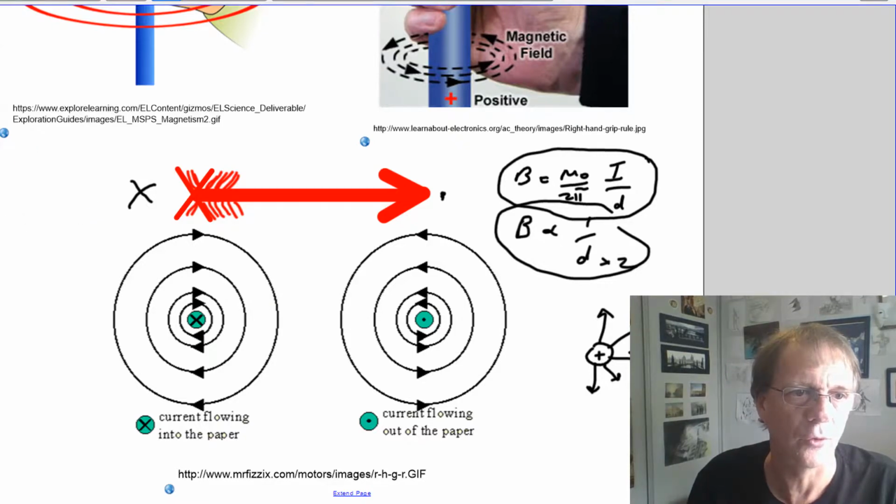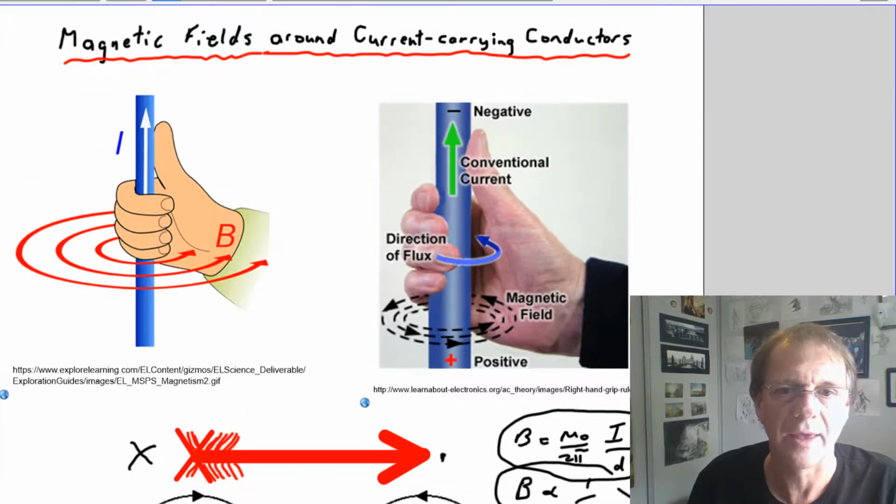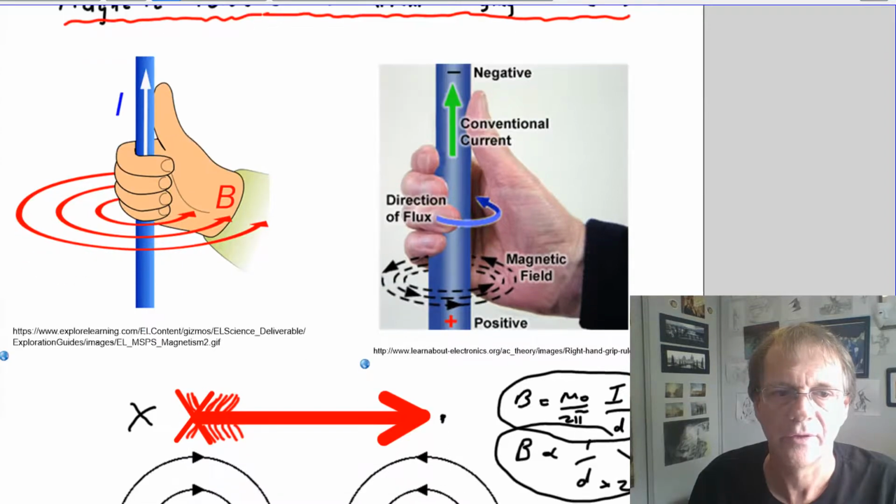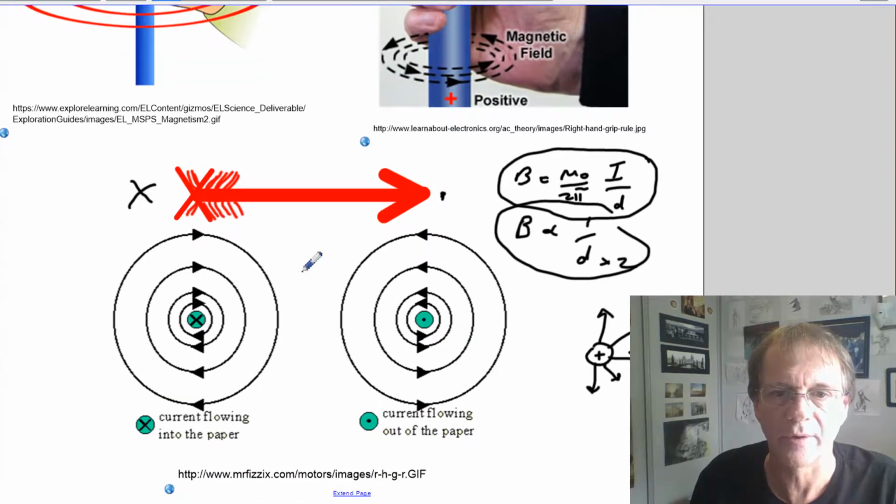And that's the rule we're using. It's called the right hand grip rule or the right hand curl rule. Okay, so that's the first thing you need to be able to draw. Can you draw one of those two here?